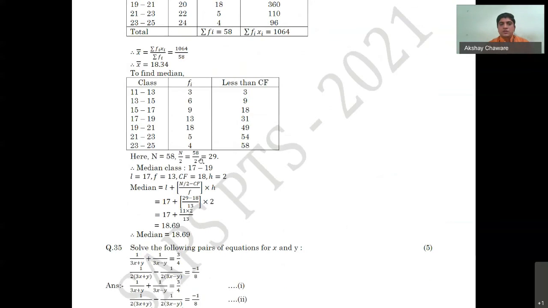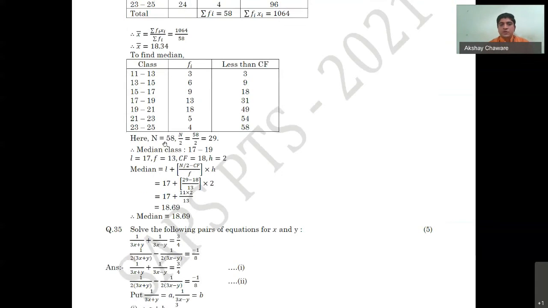Now to find the median, again fi and the less than CF are calculated. Total frequency is 58 here. So n is equal to 58, n by 2 is 29. So we have to select the 29th observation, and this 29th observation lies in the class interval of 17 to 19. So that's why your median class is 17 to 19 and the lower limit is 17.